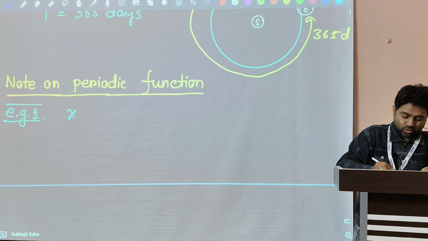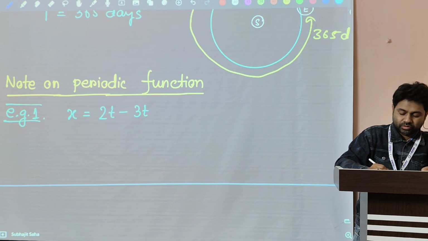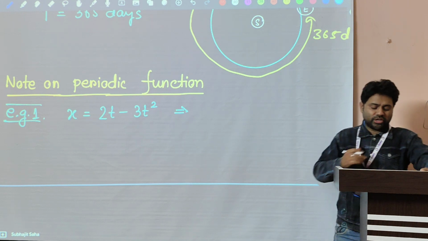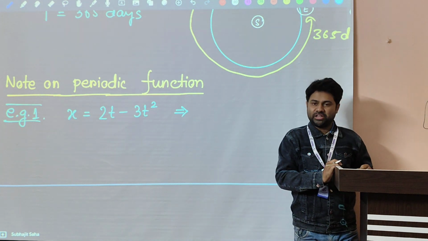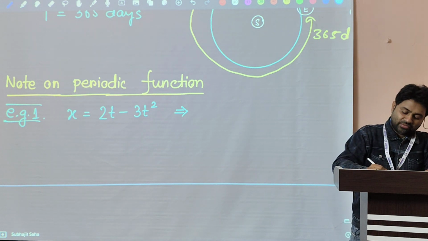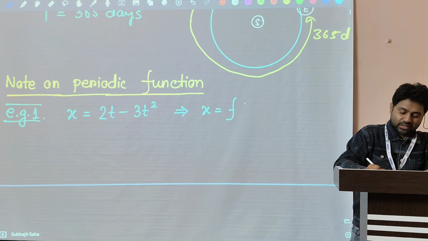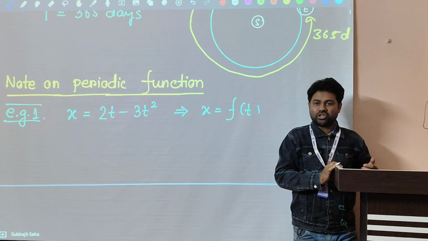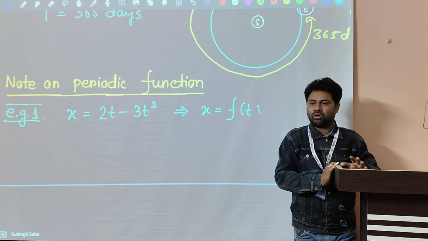Say x equal to 2t minus 3t square. So here you see the value of x depends upon t. X is position, t being time. So here we say x is a function of time. X equals f(t). The symbol means x is a function of time. That value of x depends on t.